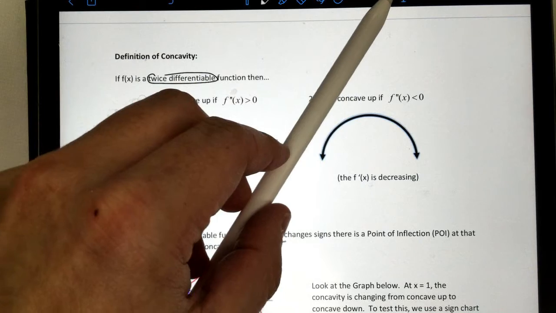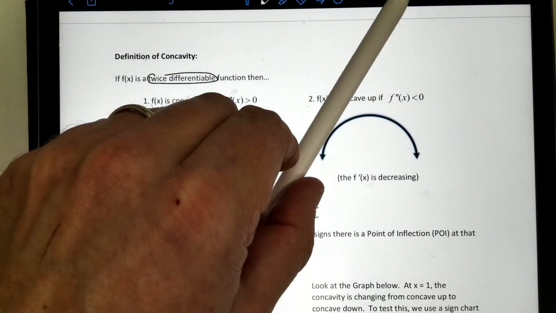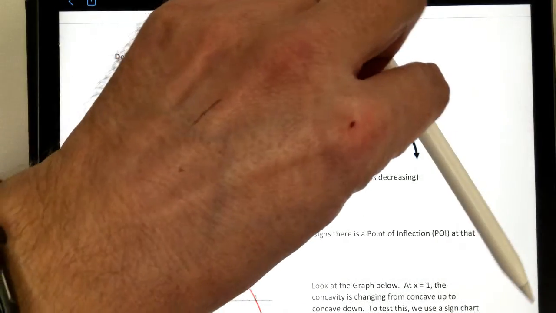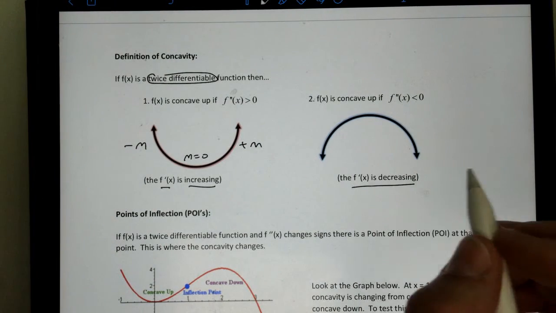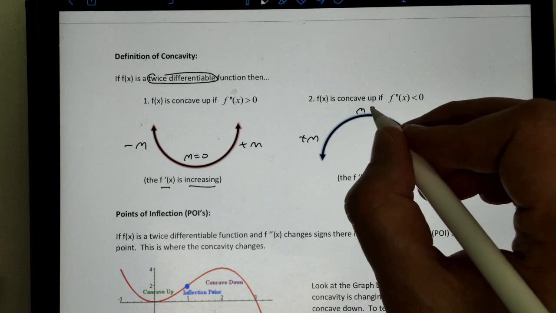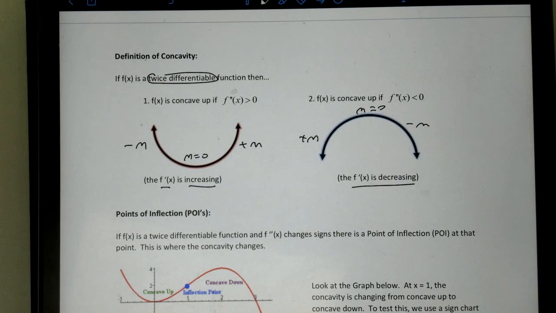Likewise, if a function is concave down, we said the second derivative is less than 0. Well, that's telling us that here I'm starting off at a positive slope, and I'm going towards a negative slope. We say that the derivative, or the slope, is decreasing, because we're going from a positive slope, the slope is 0, and then we go to a negative slope. So we call that concave down.